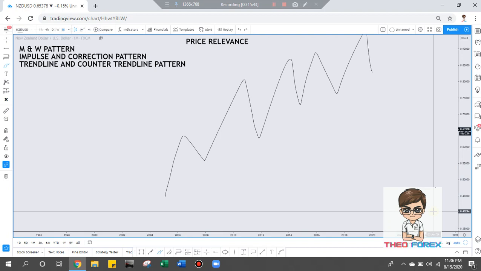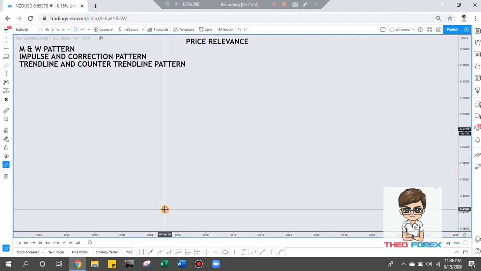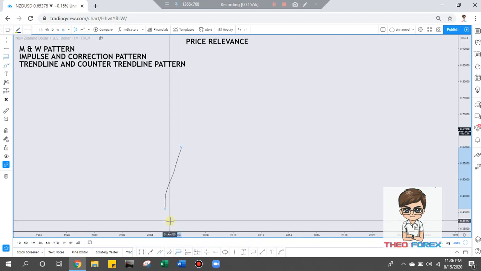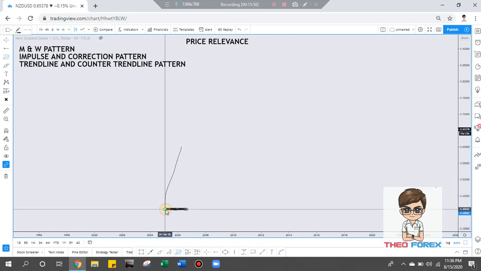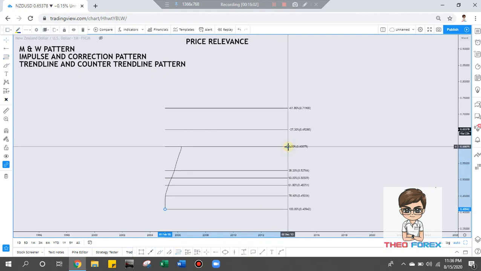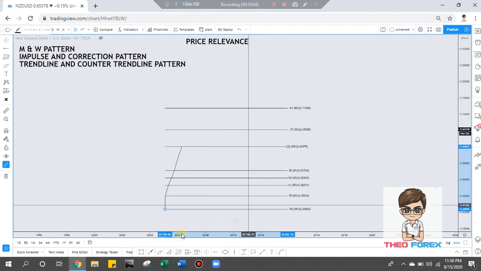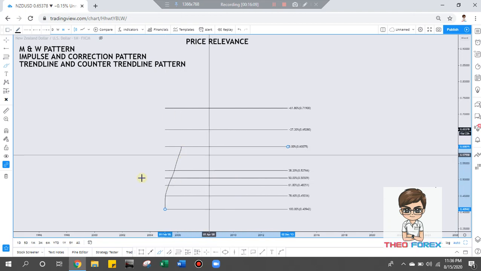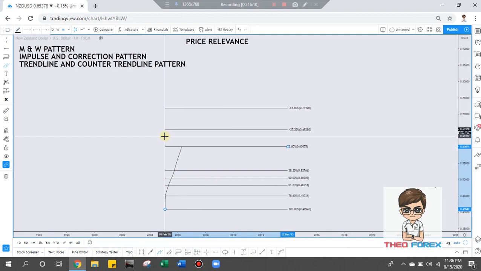Now, how do you trade the impulse and correction pattern? The Fibonacci is a major tool in this strategy. When an impulse happens, it will go in alignment to the trend. You have your swing low and your swing high. Now, for a correction, you look for a correction back to a significant Fibonacci level or back to a significant area of structure.